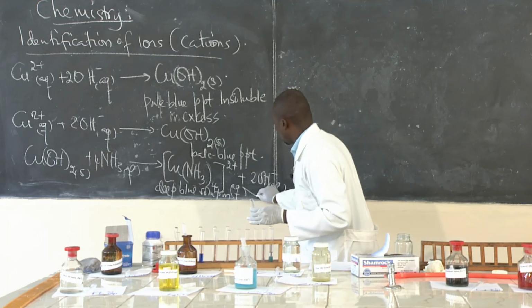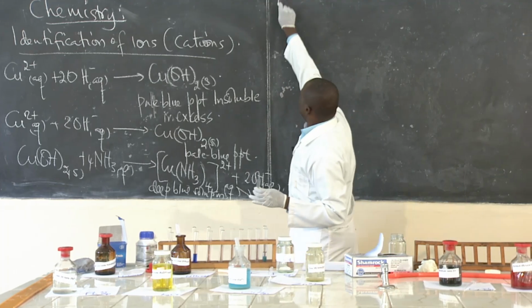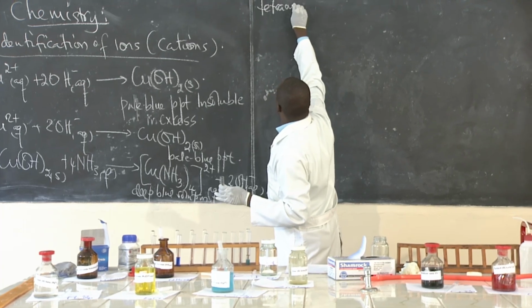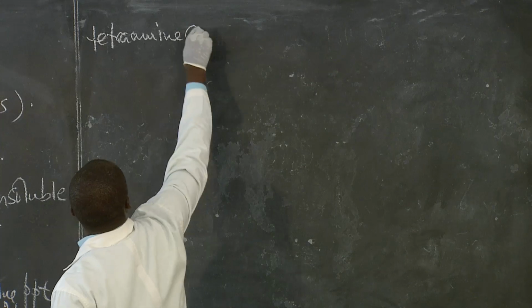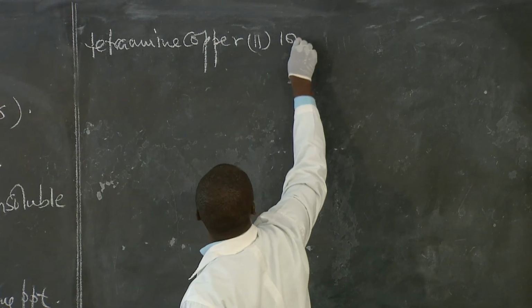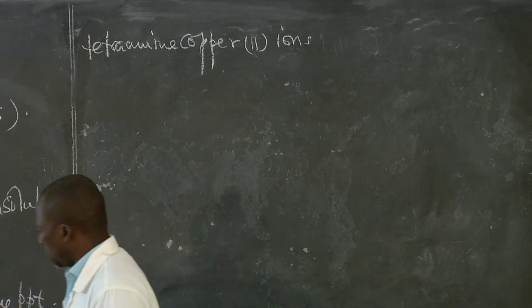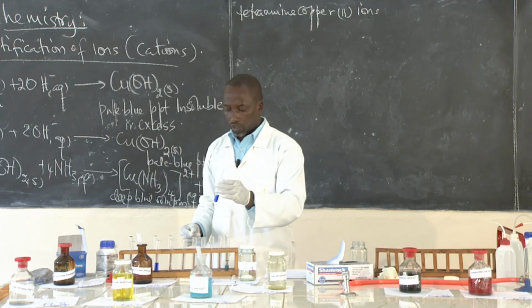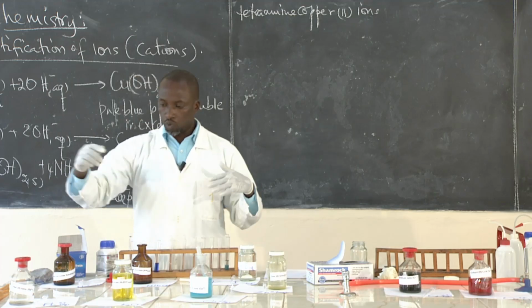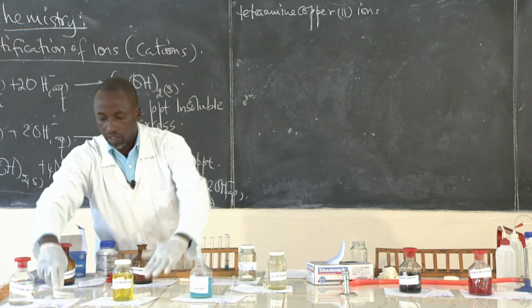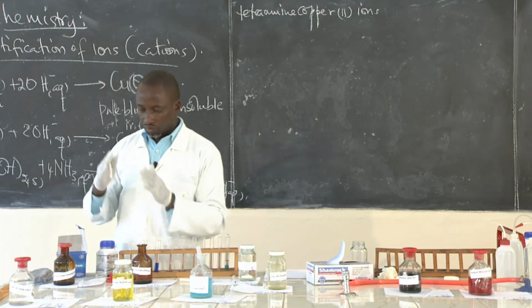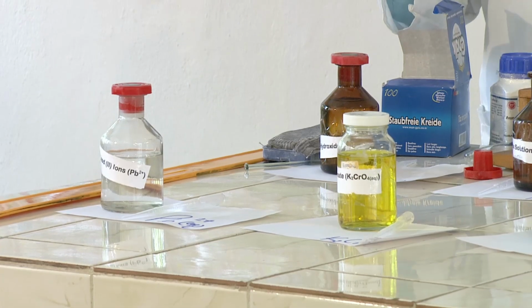So this one is called tetraammine copper 2 ions. This is the name of this compound. So we can proceed to another one. Maybe you can go to lead and see what happens with lead. The same thing, so we have to add ammonia.